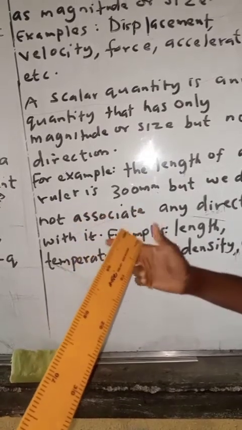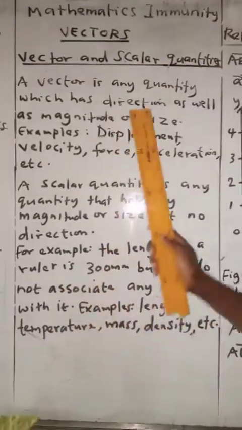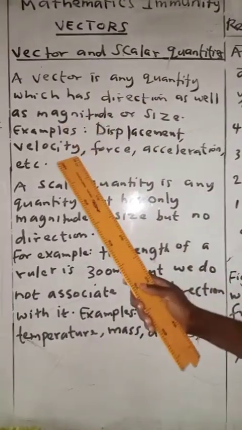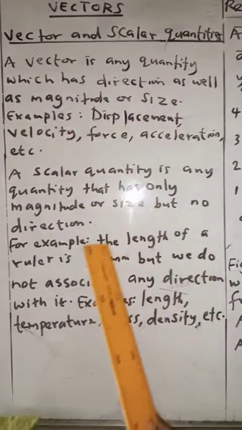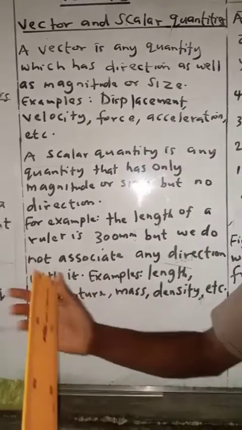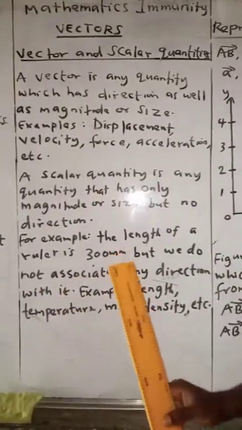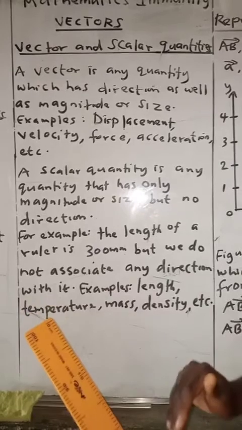But when you have a direction, it becomes a vector. We say a vector has both direction and magnitude or size. Example is displacement. When you say there's a displacement of 20 meters to the North Pole, that means you have a direction. That is a vector. And we have velocity, force, and acceleration. They all have direction and magnitude.